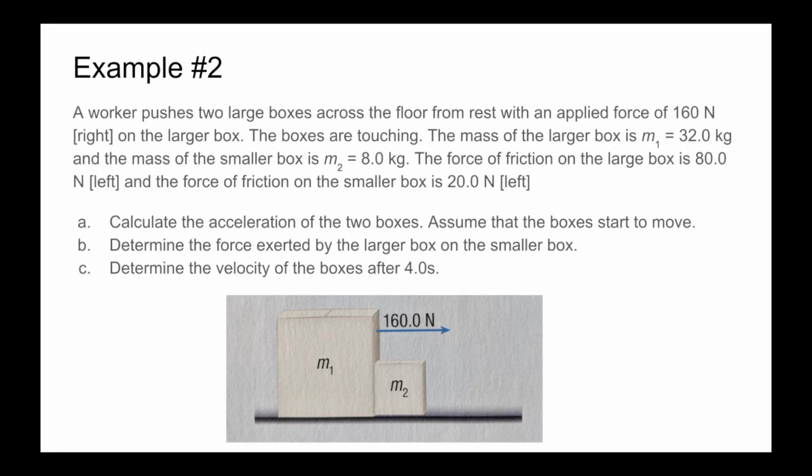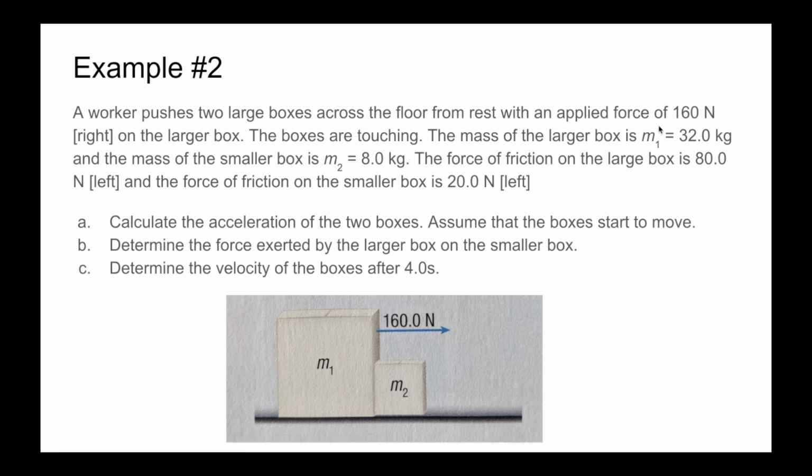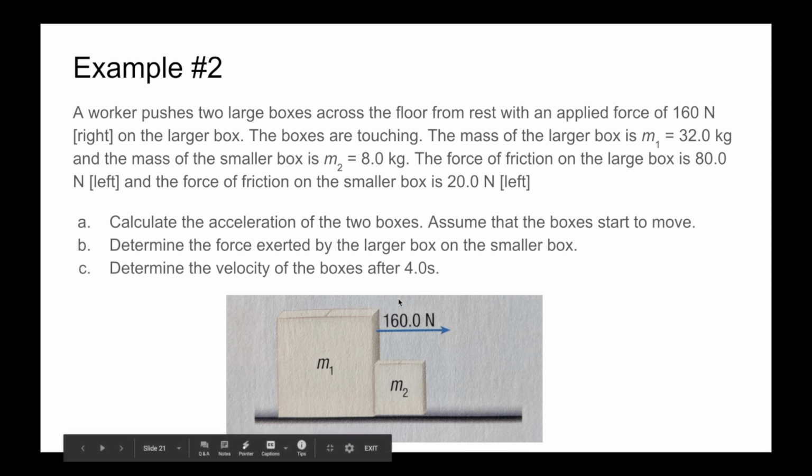Question number 2. We have a worker pushing 2 large boxes across the floor from rest with an applied force of 160 newtons to the right, pushing on the larger box. So this guy is pushing presumably from here, pushing that way, and with a force of 160 newtons. The boxes are touching each other, so obviously when you push the larger box, it also pushes the smaller box. And the masses are given, 32 kilograms for the bigger one and 8 kilograms for the smaller one.